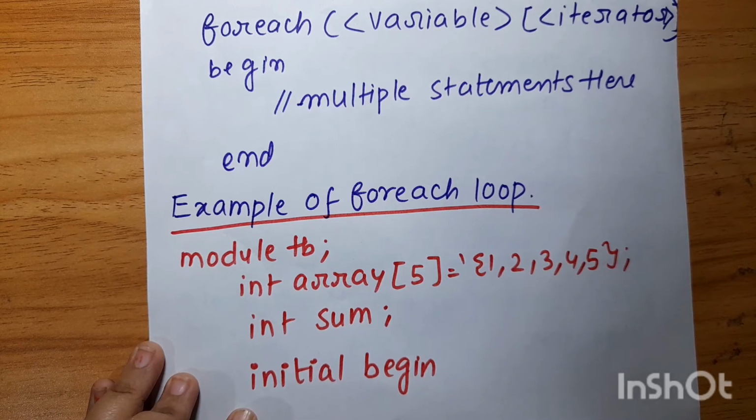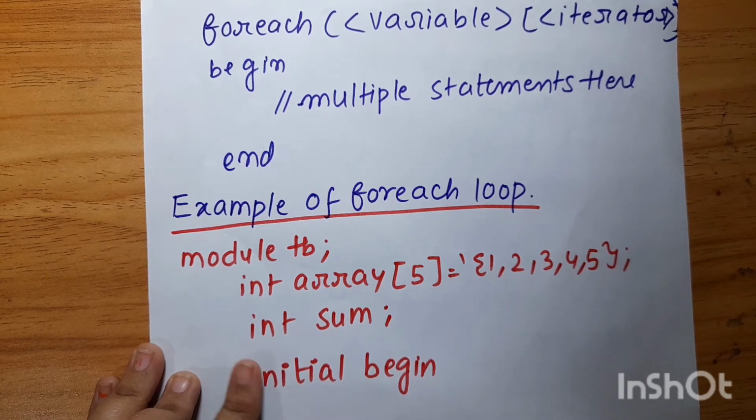It takes 2 bits, 0 and 1. Okay, int is 2-state, while integer takes 4-state logic. I have taken sum of int type, so it will store the default value 0. Now inside the initial begin.